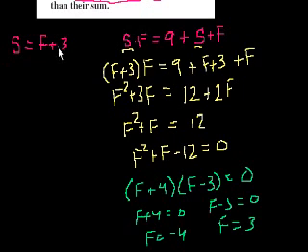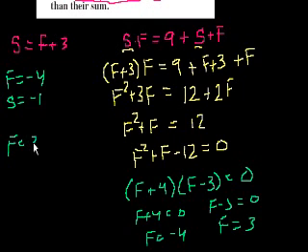Now S is F + 3. So if we're dealing with the minus 4 scenario, if F is equal to minus 4, then what is S? Then S is going to be minus 4 plus 3, so S is going to be equal to minus 1. And if F is equal to 3, then S is equal to 6. So let's see if we see either of these combinations. Minus 4, minus 1, that's choice B.